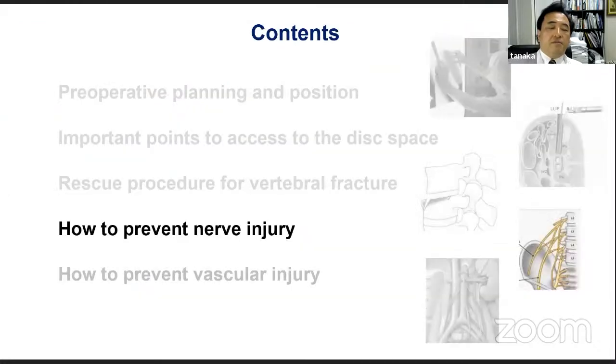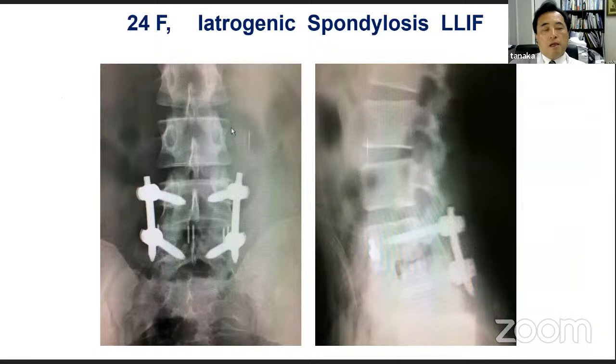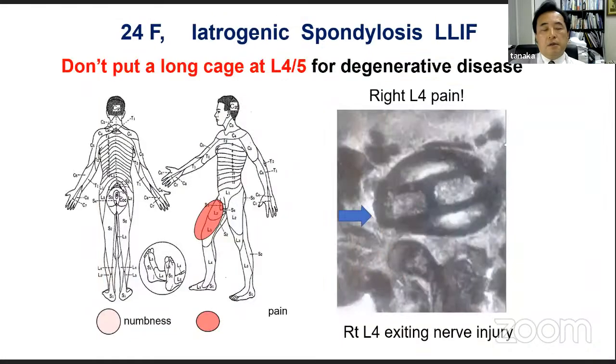How to prevent nerve injury? This is a big issue for us. This is also my case: 24 years old, spondylolisthesis. I performed OLIF at L4-5. After the surgery, the patient complained of leg pain. So this long cage affected the exiting nerve root.